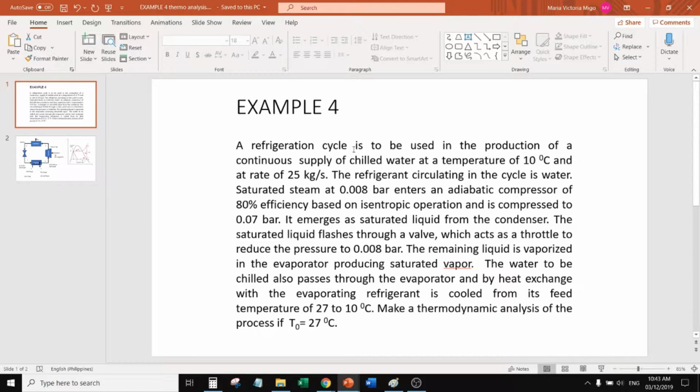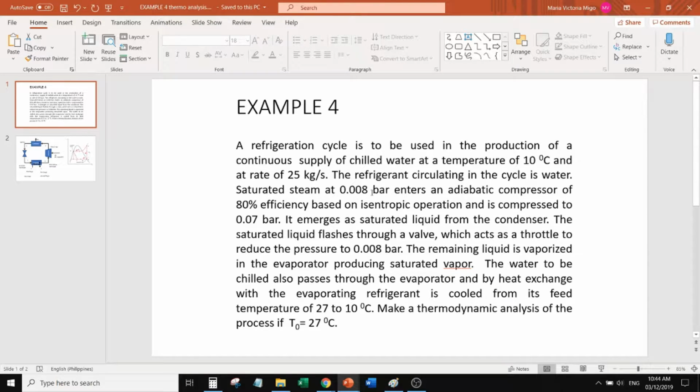A refrigeration cycle is to be used in the production of a continuous supply of chilled water at a temperature of 10 degrees and at a rate of 25 kilograms per second. So the goal is to supply chilled water at this temperature, and this is the rate of the chilled water. So take note, this is not the mass flow rate of the refrigerant. This is for the chilled water. Now, the refrigerant circulating in the cycle is water. So you may use the steam table since it's water.